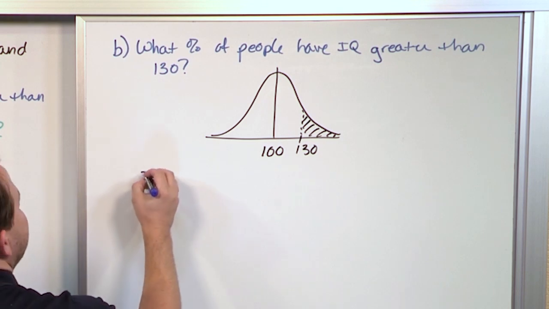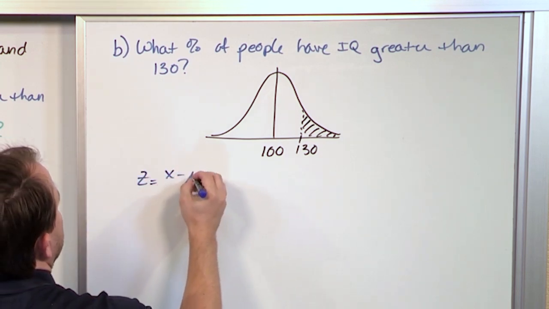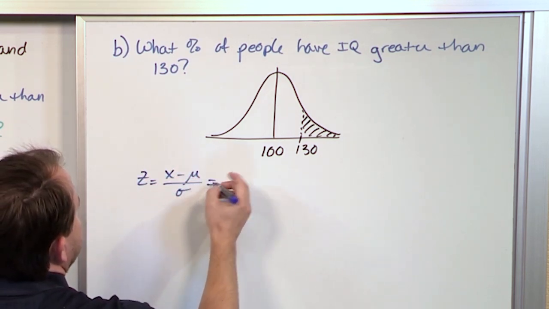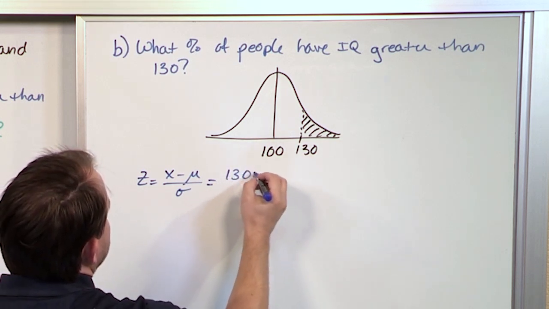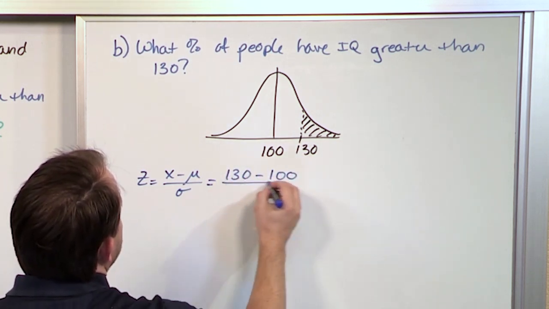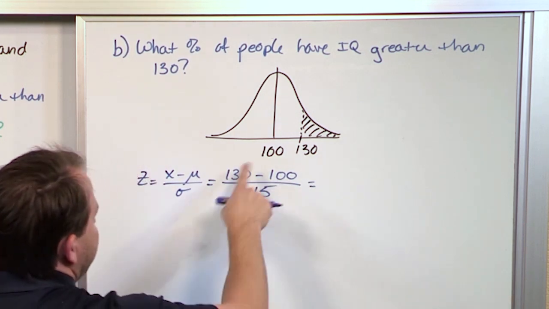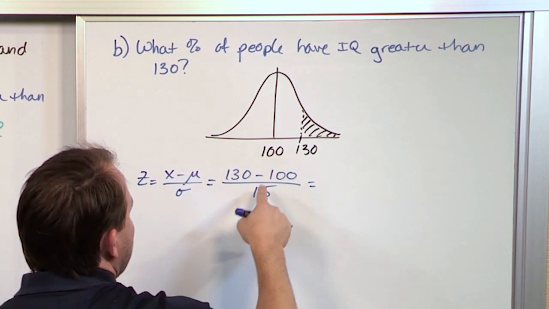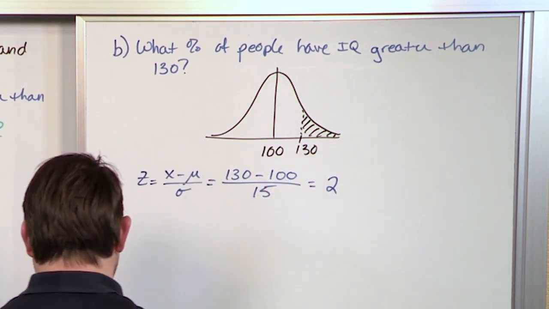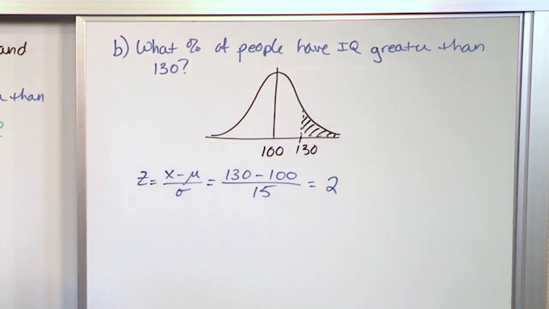So let's convert to a z-score. Z is equal to x minus the mean over the standard deviation. 130 is the number I care about, minus 100 over a standard deviation of 15. So when I do this math, this becomes 30 on the top divided by 15. You get a z-score of 2.